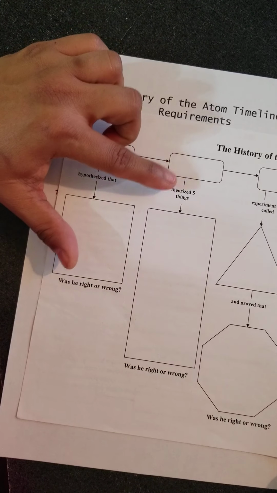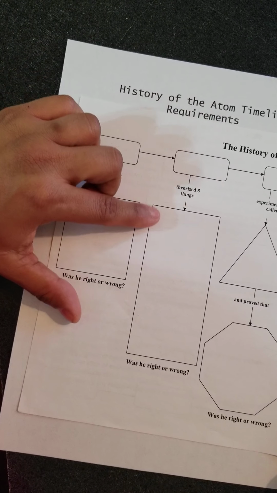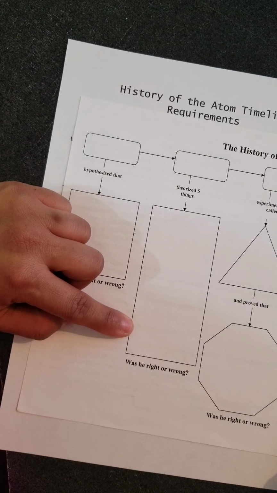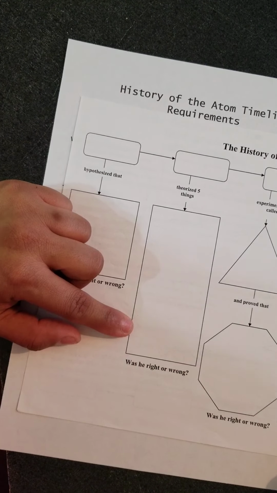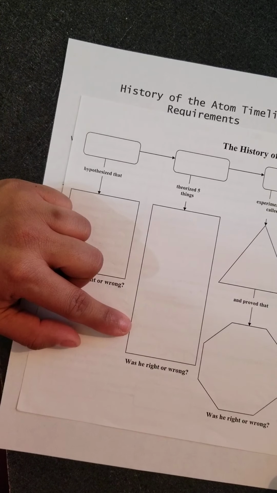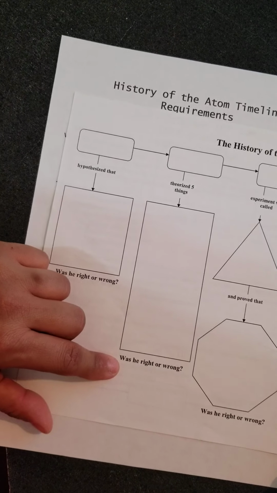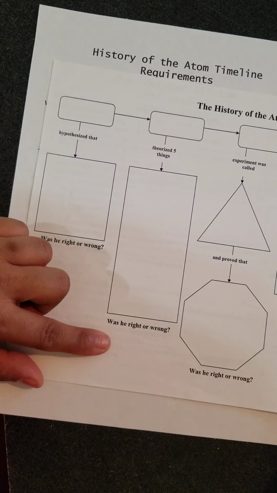The next scientist theorized 5 things. You need to name the 5 things that he theorized. They are in our notes. They are in the reading. It is part of the video notes as well. Was he right or wrong? So answer this question too.